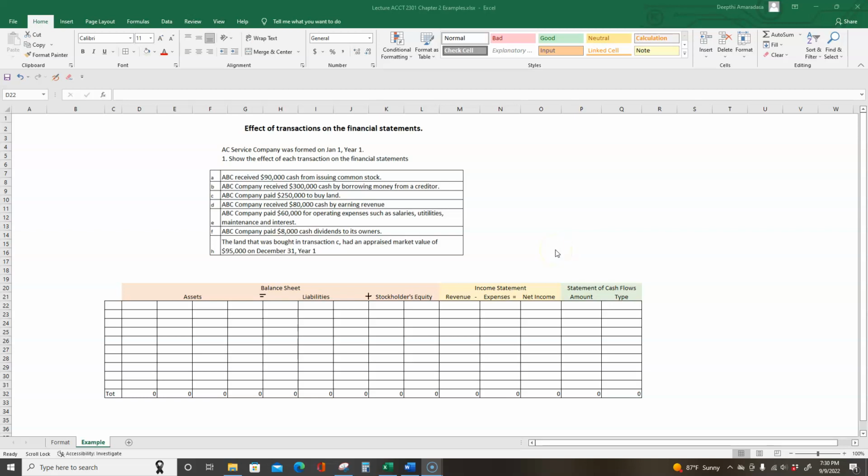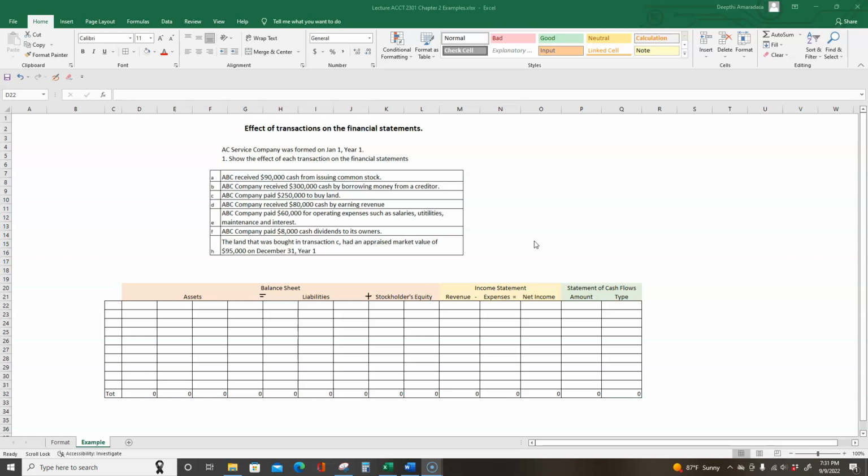In this example, we're going to look at how different transactions we've learned so far affect the financial statements. So in this example, it says AC Service Company was formed on January 1st, year 1, and they want you to show the effects of each transaction on the financial statements.